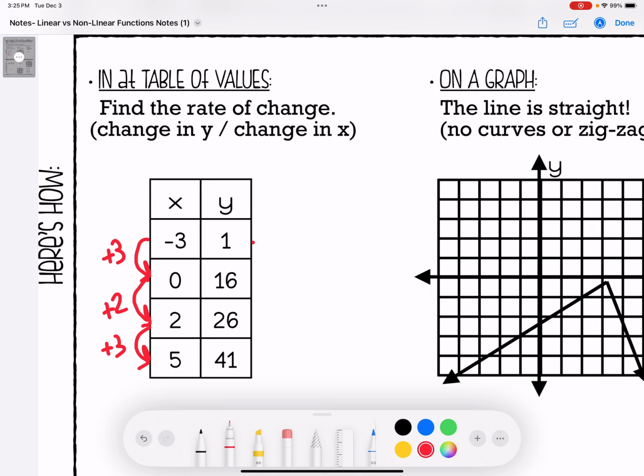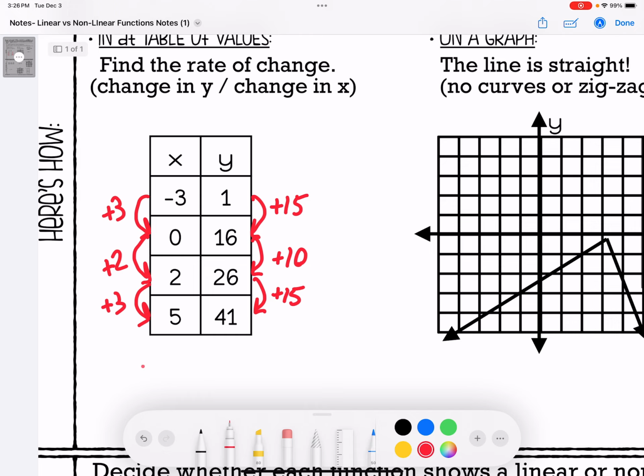And I would go over to the other side and do the same thing. To get from 1 to 16, we add 15. To get from 16 to 26, we add 10. And to get from 26 up to 41 is going to be 15 again. So this one is also not linear, because if all of them were 15 and all of these were 3, that would be linear. But this is non-linear because they're different.